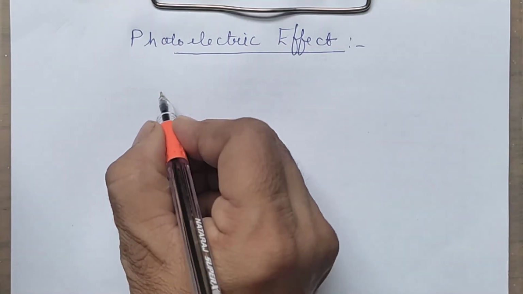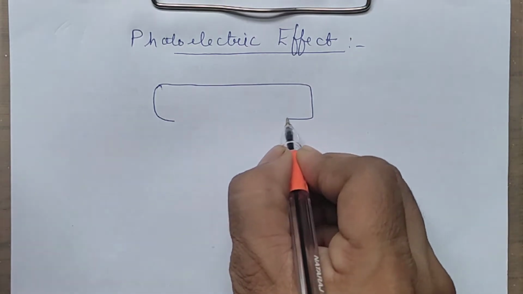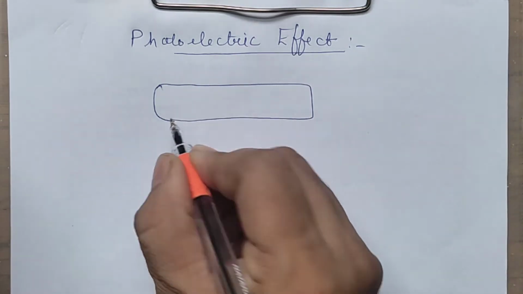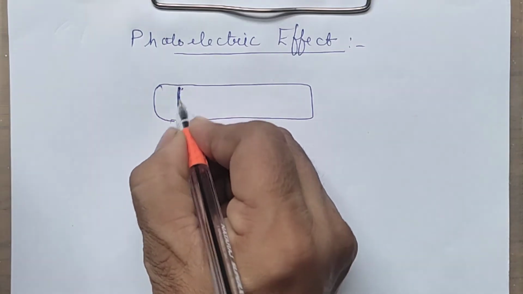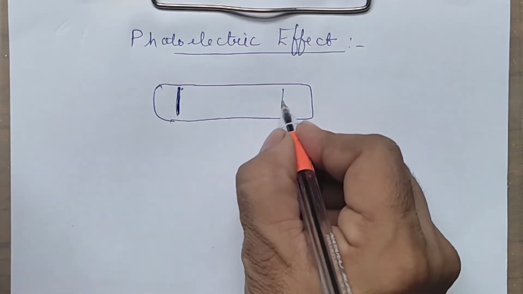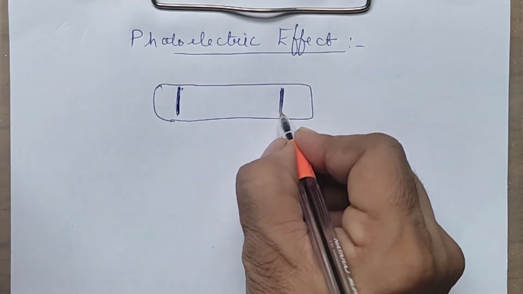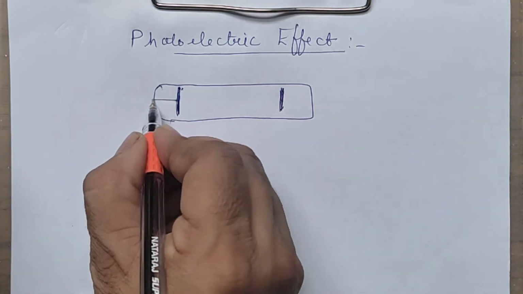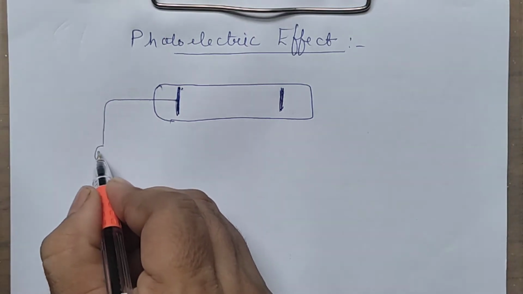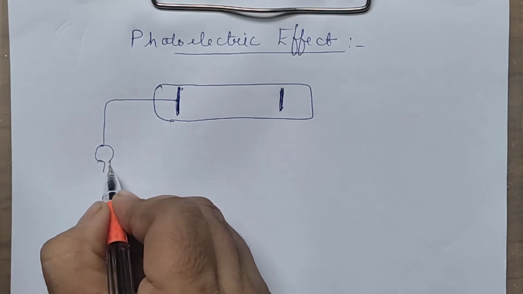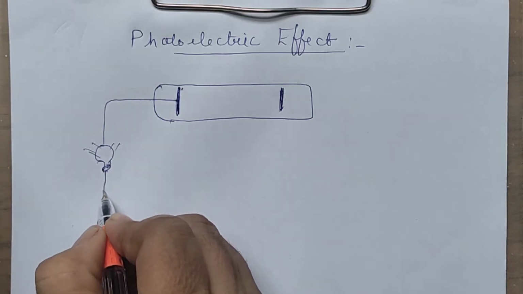So in that, what was taken is a tube. A tube was taken and in this tube there were two metal surfaces. One metal surface here and the other metal surface here. So two metal surfaces were taken, and then they were connected to a bulb, which was there just to show whether this is working or not.